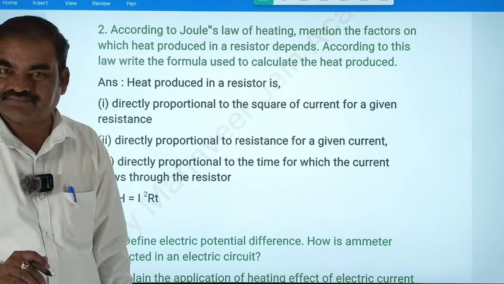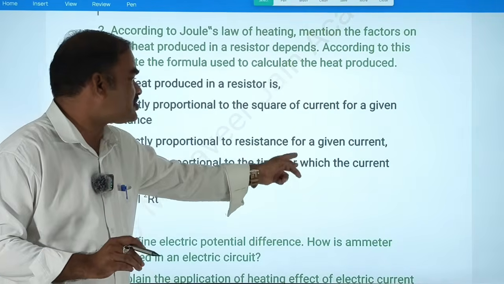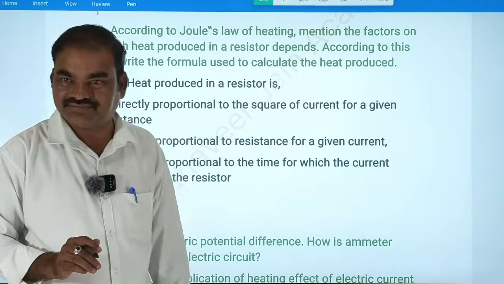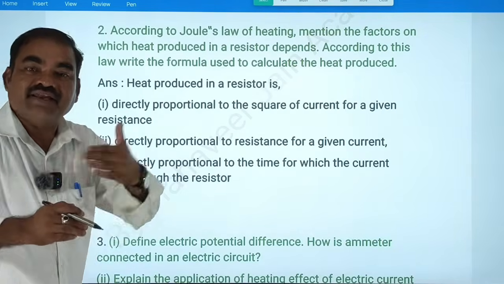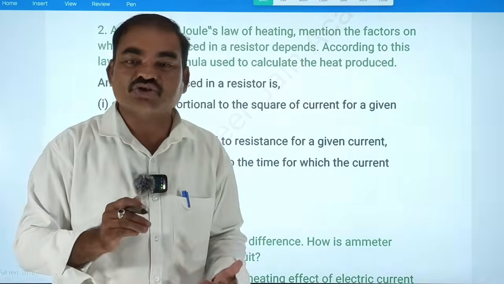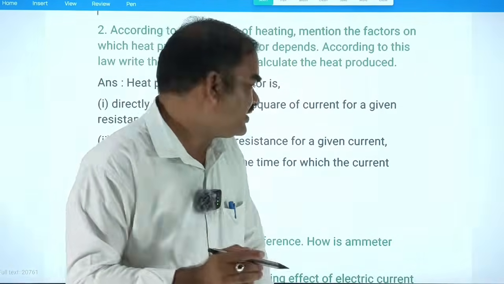So the heat produced in a resistor is, first, directly proportional to the square of the current. Second, directly proportional to the resistance for a given current. What does directly proportional mean? If one increases, the other also increases.